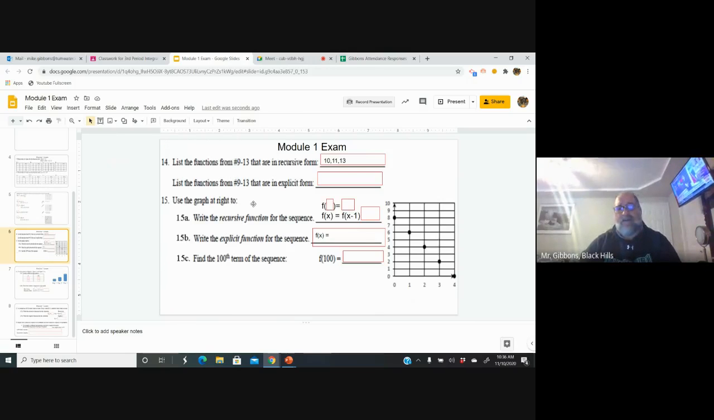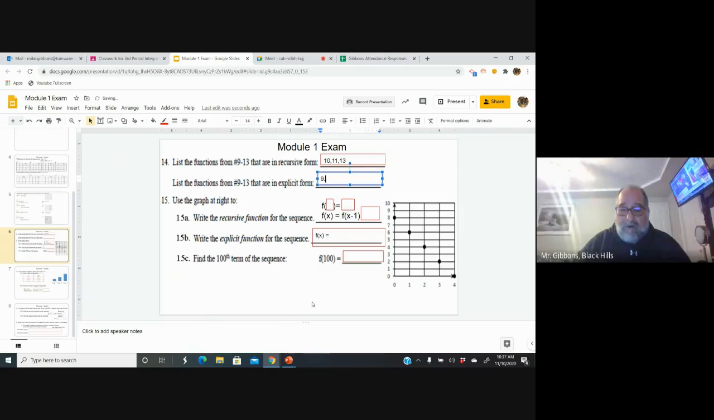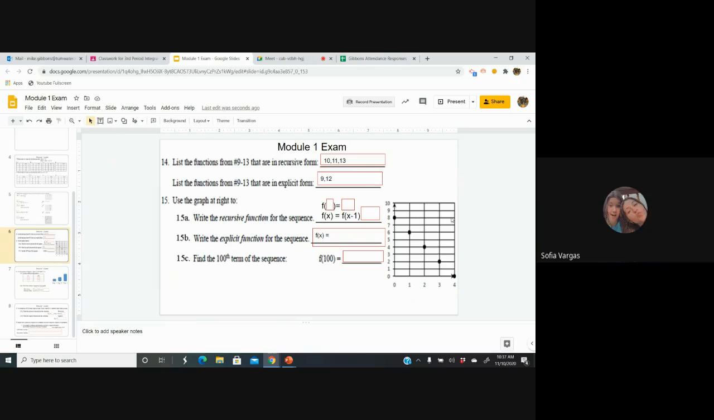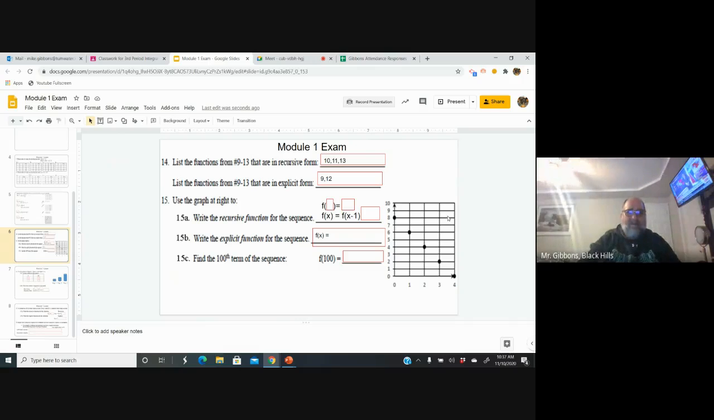So now I go over here and I just go 9, comma, not period, comma, 12. And I think those 2 boxes were worth 1 point for each number. So that's an easy 5 points right there. Okay, what do you guys think about number 14? Question? No? All right. Well, heck, let's get this finished and get you guys going on your makeup.